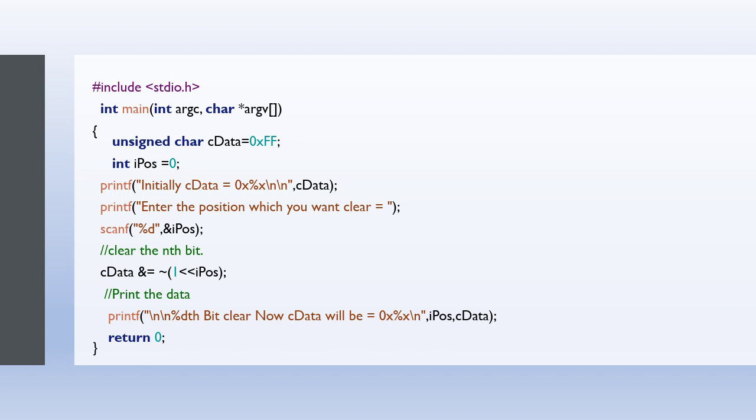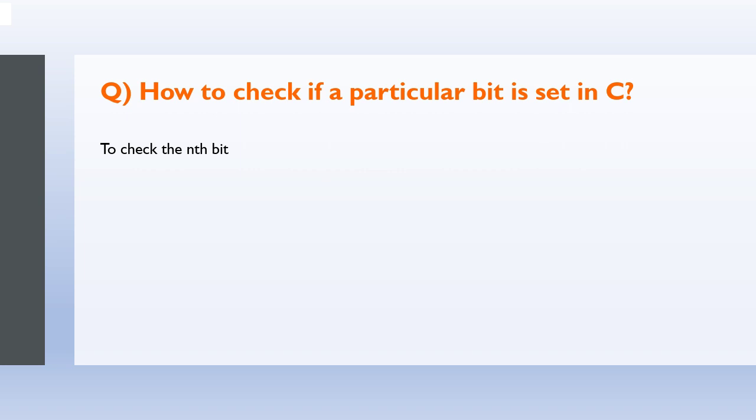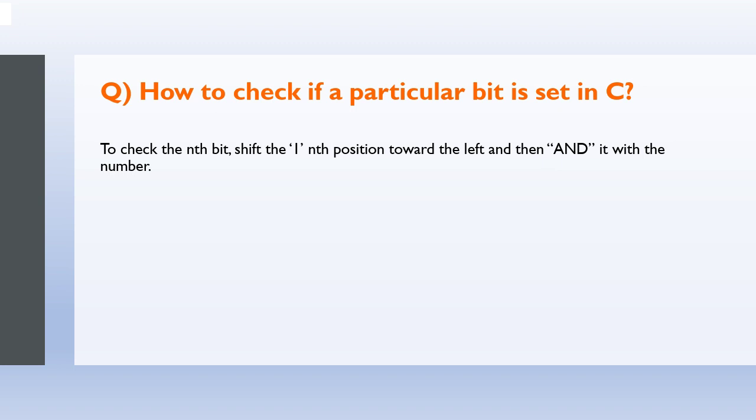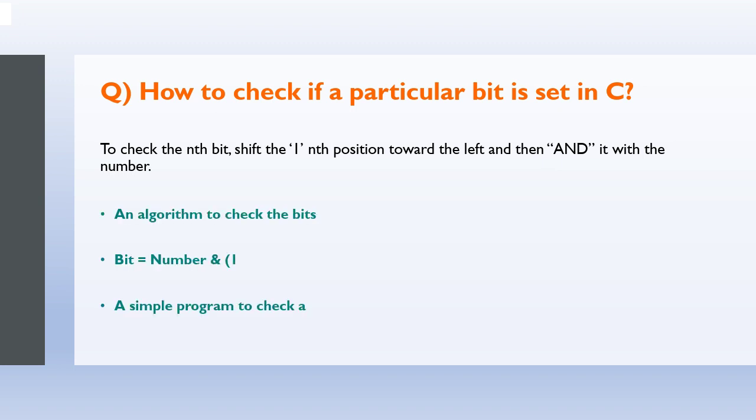So let's move on to the next question: how to check if a particular bit is set in C. To check whether the nth bit has been set, shift the 1 to the nth position towards the left and then AND it with the number. An algorithm to check the bit is: bit = number & (1 << nth position). Let's see, just like this.